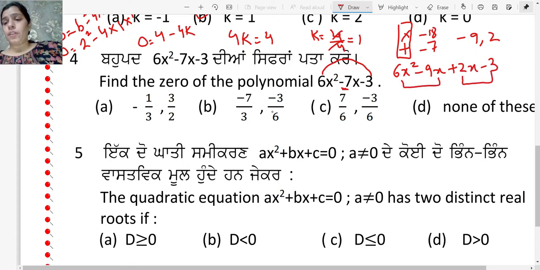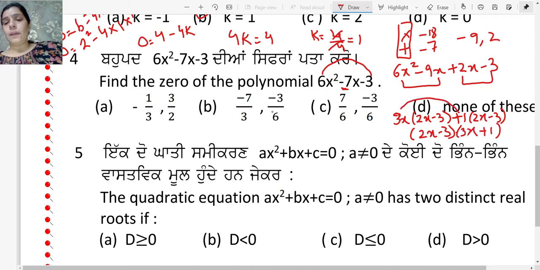From first two terms I will take the common as 3x, and I am left with 2x minus 3. And from last two terms I have nothing as common. So I get the same bracket 2x minus 3. I will write it as once. मैं इसको एक बार ही लिख दूंगी. And the rest of the terms, that is 3x plus 1.